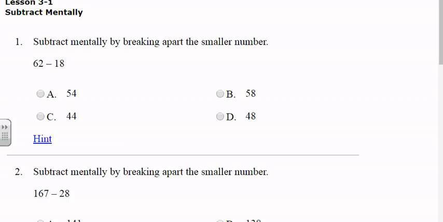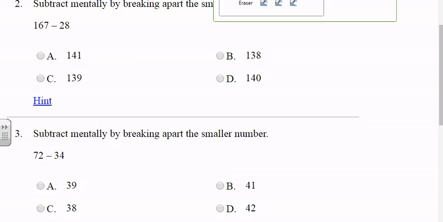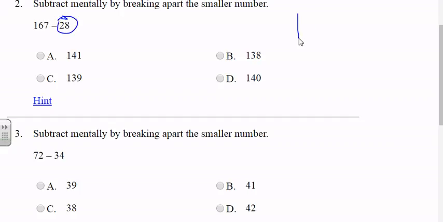So subtract 62 minus 18. That would be 44, I believe. So then number 2, subtract that. You could do it by breaking apart the smaller number. You could break this apart right here. Or you just go ahead and subtract. 167 minus 28.